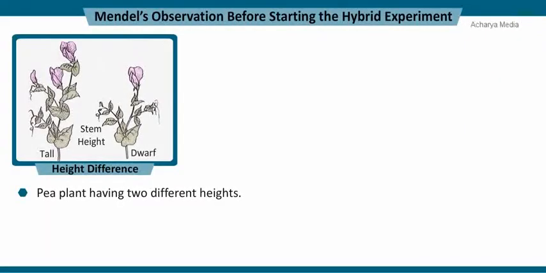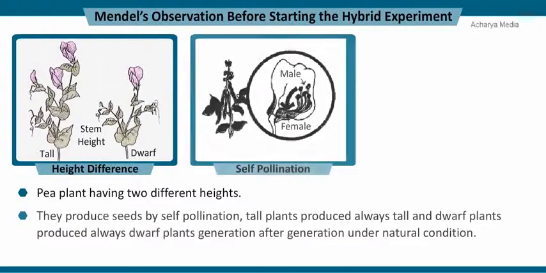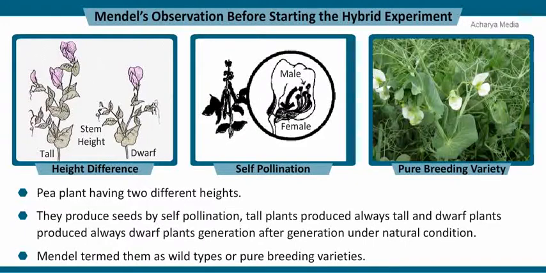Mendel selected the Pisum sativum plant with 2 different heights for his observation. Pea plants generally produce seeds by self-pollination, and he noted that tall plants always produced tall plants generation after generation, and dwarf plants always produced dwarf plants generation after generation under natural condition. Mendel termed them as wild types or pure breeding varieties.